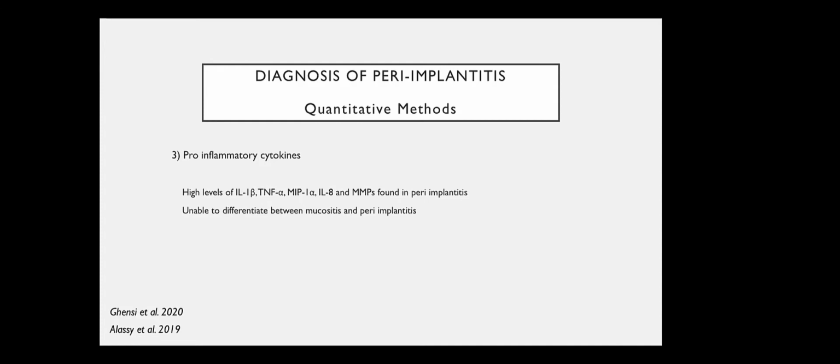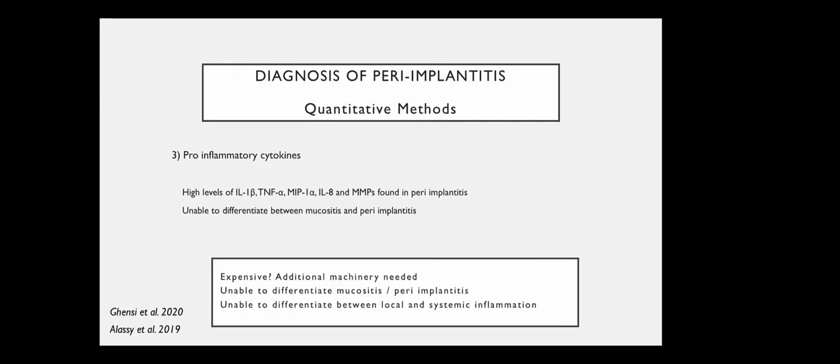Now, the problem is that mucositis and peri-implantitis both have inflammation, so it's very difficult to differentiate between the two of them. It's expensive. Again, additional machinery is needed. As I said, you can't differentiate between mucositis and peri-implantitis, and you also can't differentiate between local and systemic inflammation.